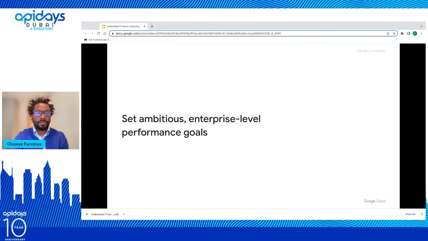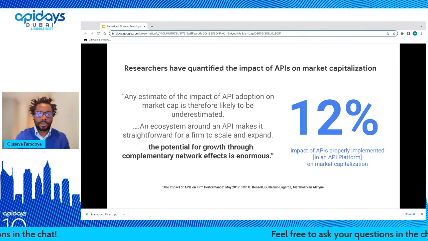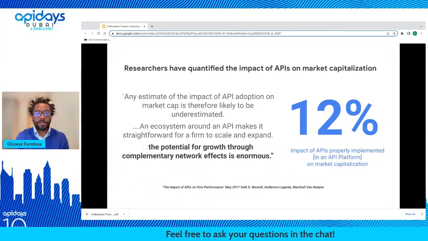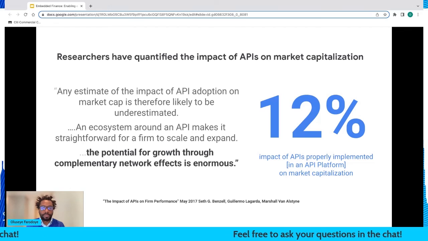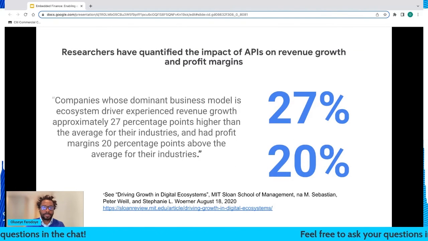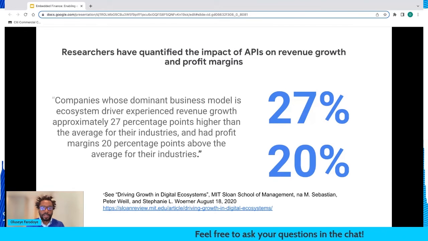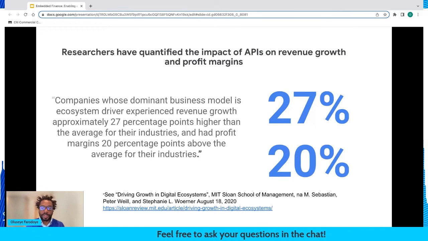And you need to set goals. Usually we've seen organizations that start API programs, try to do embedded finance, but don't set performance goals in place. It is important to understand the impact of APIs as a whole. The first speaker actually talked about this report on the impact of APIs on your market cap. The research has shown that you can get 12% potential growth in your market capitalization by being an API-led organization. And overall, an MIT study has shown that you can get profit margins of up to 20% and revenue growth of 27 percentage points just by adopting an API-led business model within your organization.